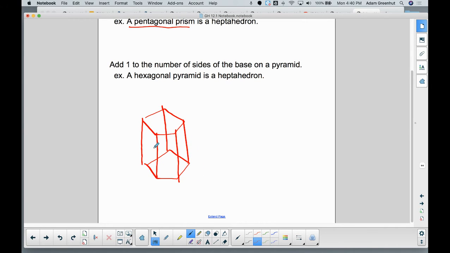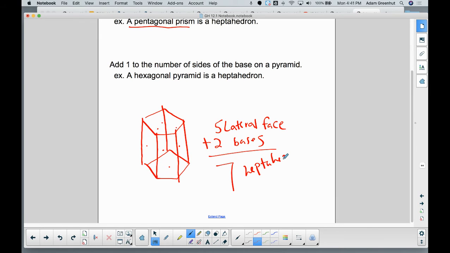And if you're counting these, it's got 1, 2, 3, 4, 5 lateral faces, 1 for each side of the base. And then there's the 1, 2 bases. So plus 2 bases, and I end up with 7 faces, making it a heptahedron.